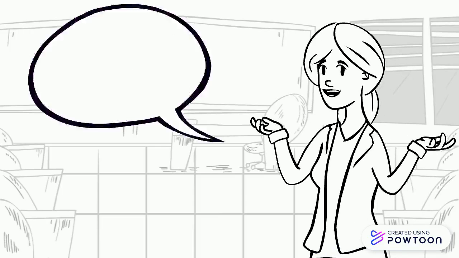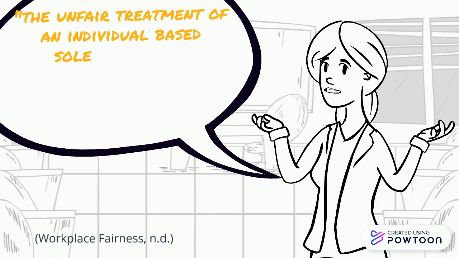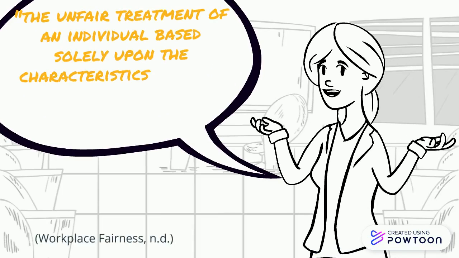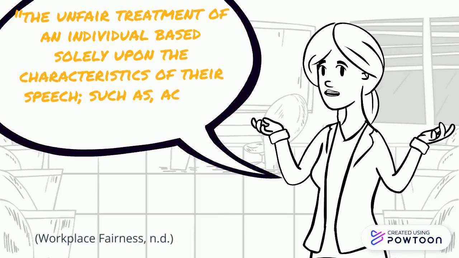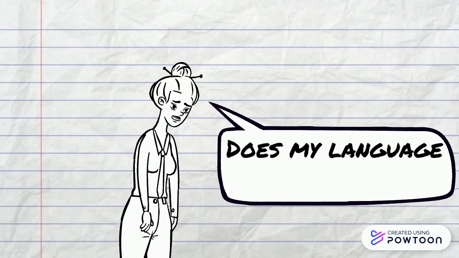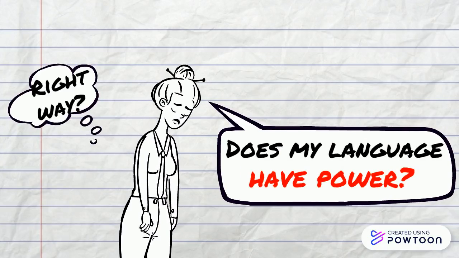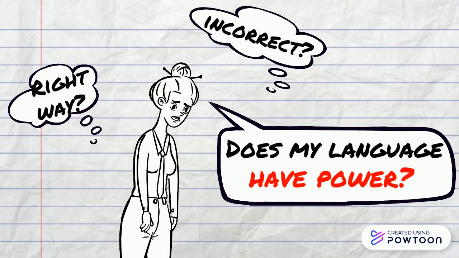Language discrimination refers to the unfair treatment of an individual based solely upon the characteristics of their speech, such as an accent, size of vocabulary, and syntax. Language discrimination comes from the dominant ideology in the United States that there is a correct way to speak English versus an incorrect way. This ideology is upheld through groups and institutions of power.